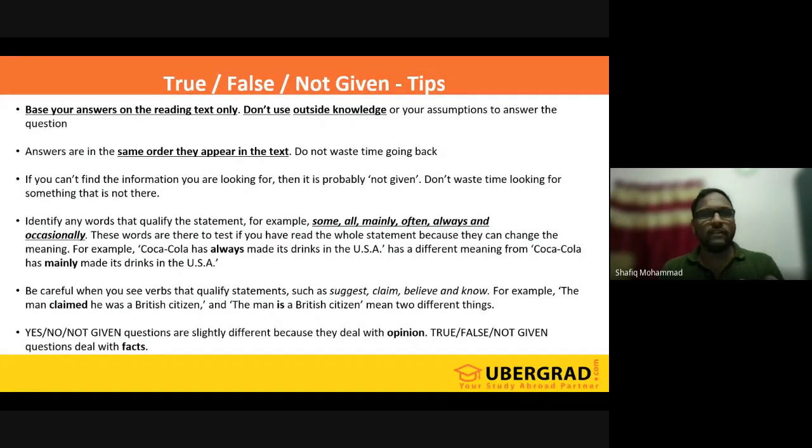So not given is very easy, guys. The information which is not given in the passage, or which is not told by the author in the passage, is called not given. So you can have a quick reading about it. It's the basic thing about whatever I explained now. You can just have a quick reading.